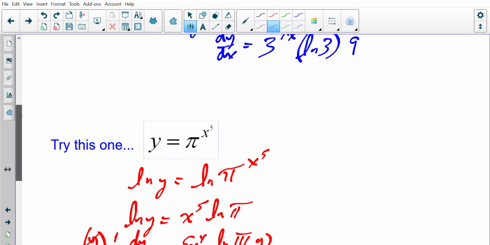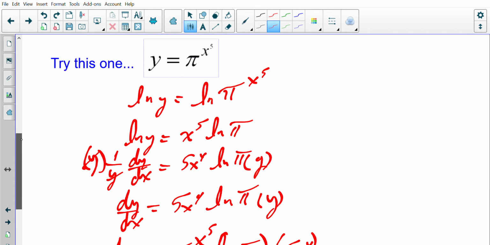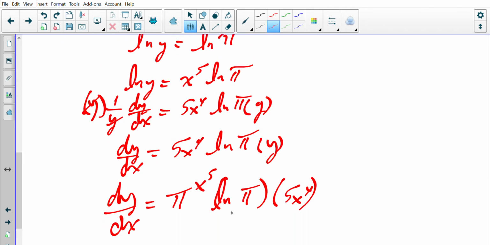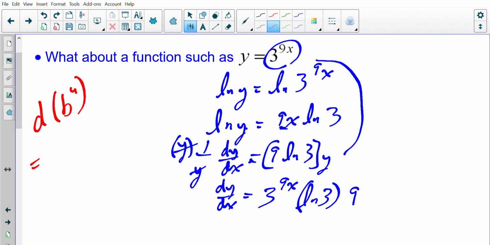Right, if you look at the beginning here, pi x to the fifth was y. So there's y, natural log of pi, multiplied by 5x to the exponent 4. So what we've just done is took the derivative this time of pi x to the fifth. Notice the answer was pi x to the fifth multiplied by the natural log of pi multiplied by 5x to the fourth. Up here we took the derivative of 3 to the 9x, and our answer was 3 to the 9x multiplied by the natural log of 3 multiplied by 9.